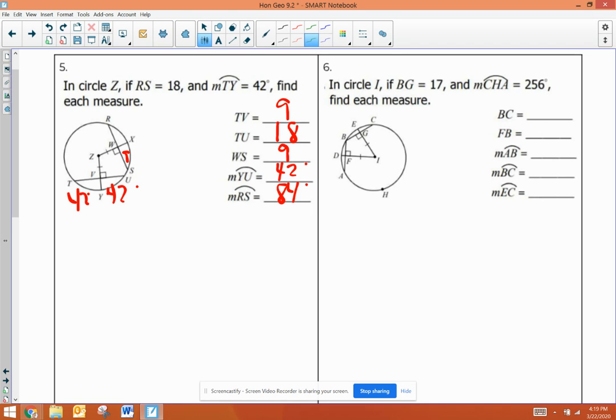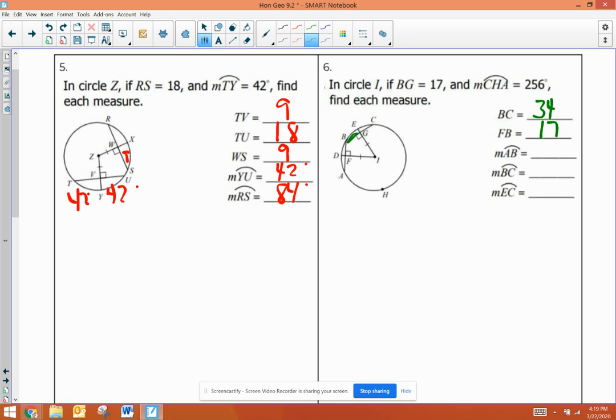All right, same idea in circle I. If segment BG is 17 units, let's start there. BG is 17 units, so that's the half, the smaller part. Okay, so BC is going to be the whole thing, so that'll be 34. FB is also the half, so that'll be 17.